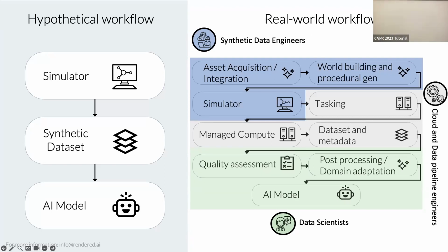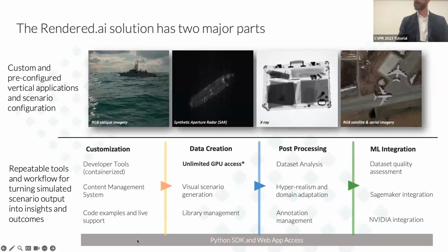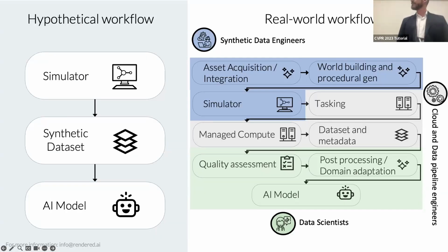Okay, so now you've pipelined things to the cloud. Now, as a data scientist, you have access to data, but maybe an obvious question, is it any good? Right? What's the quality of that? Does it match the domain? Do I have to do domain adaptation? Are there other post-processing techniques that have to be integrated?